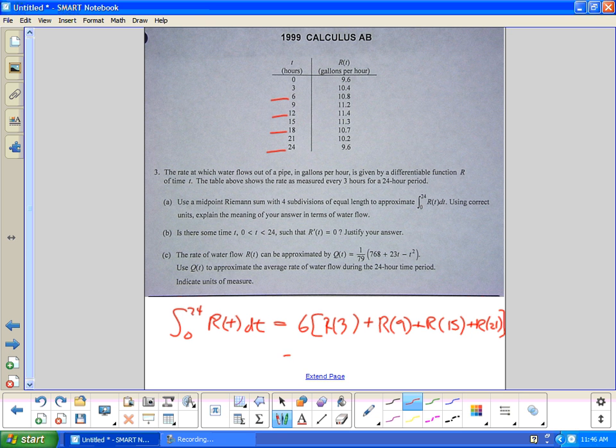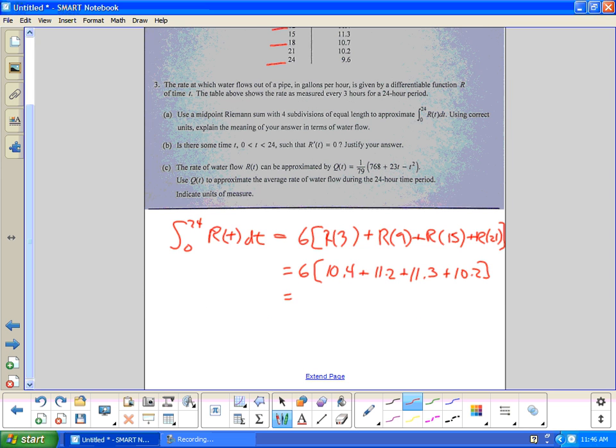All right, so 6 times 10.4 plus 11.2 plus 11.3 plus 10.2. There's our math. So this equals 258.6 gallons. All right, so I would argue that that is, now, it says explain your answer in terms of water flow.